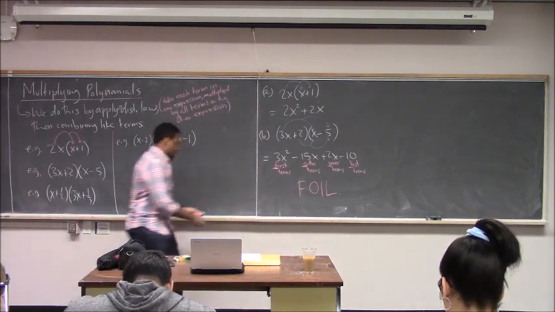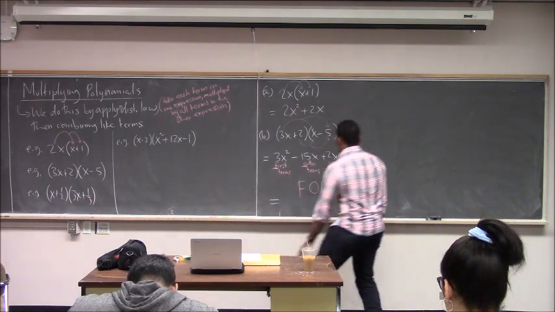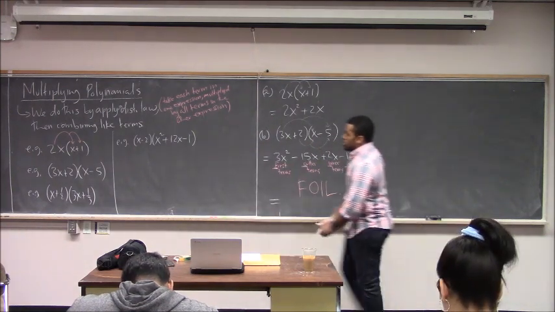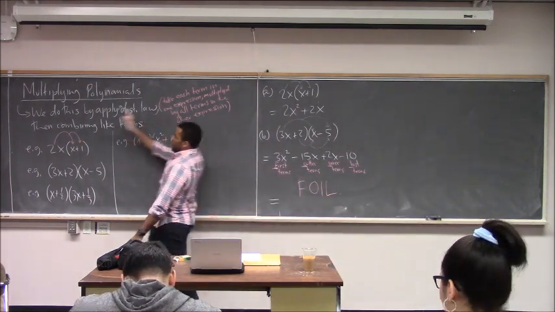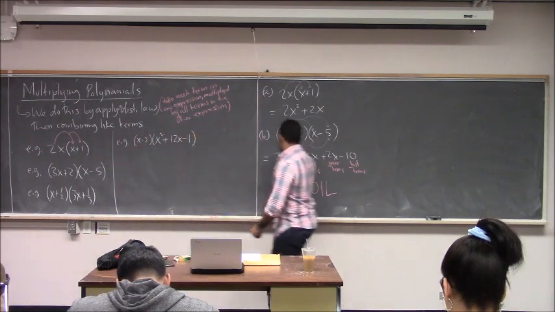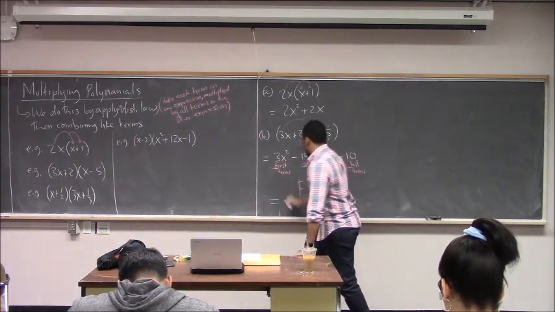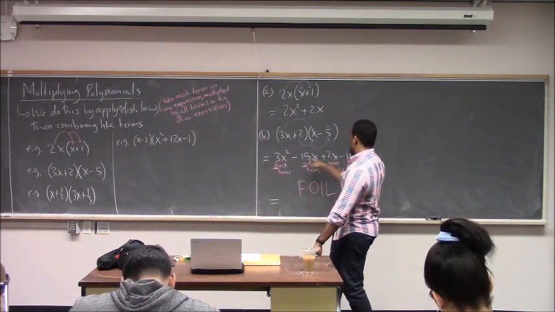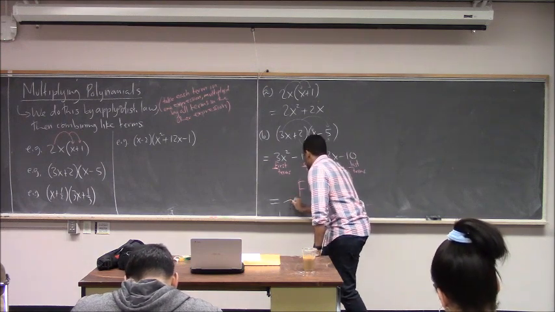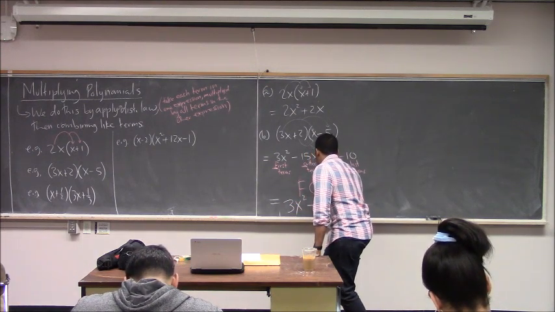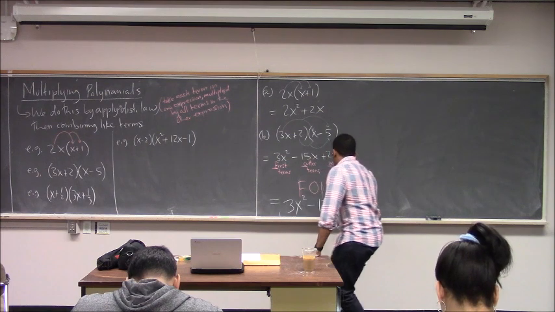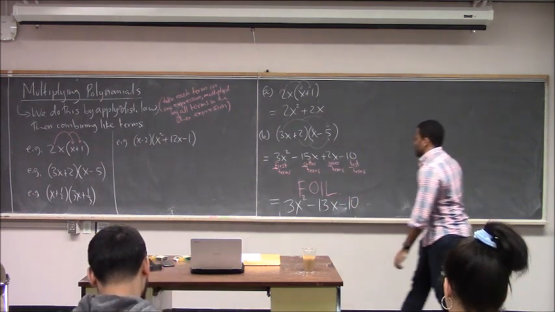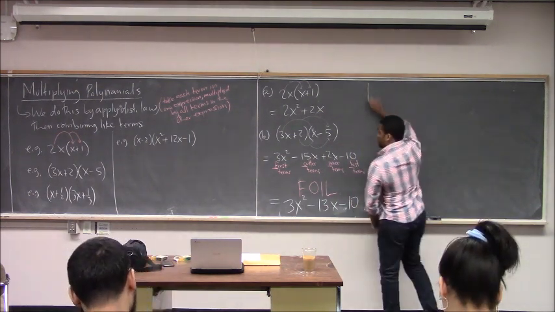But anyway, to continue again. So the rule is to apply the distributive law, then combine like terms. So here, there are only 2 like terms, the minus 15x and the plus 2x. It's going to be 3x squared minus 13x minus 10. So that would be the answer there.